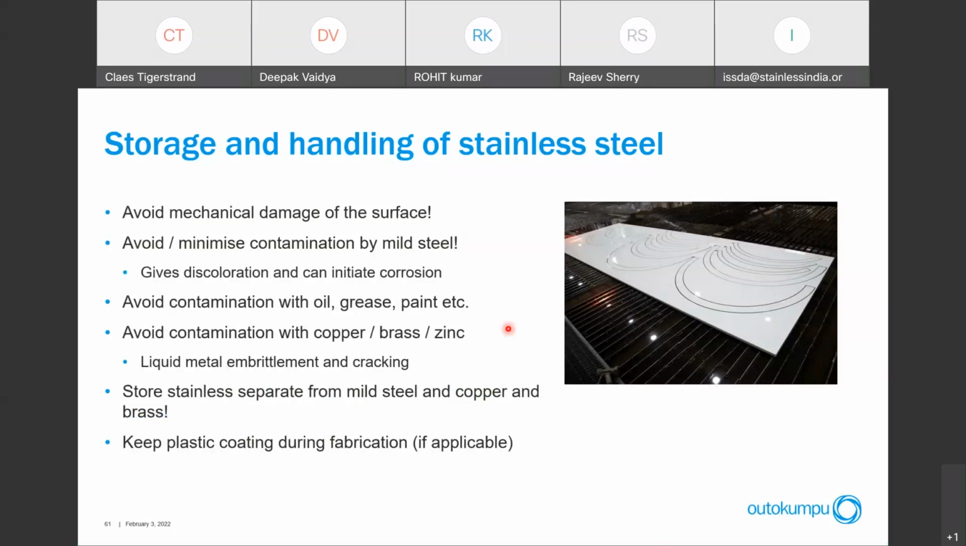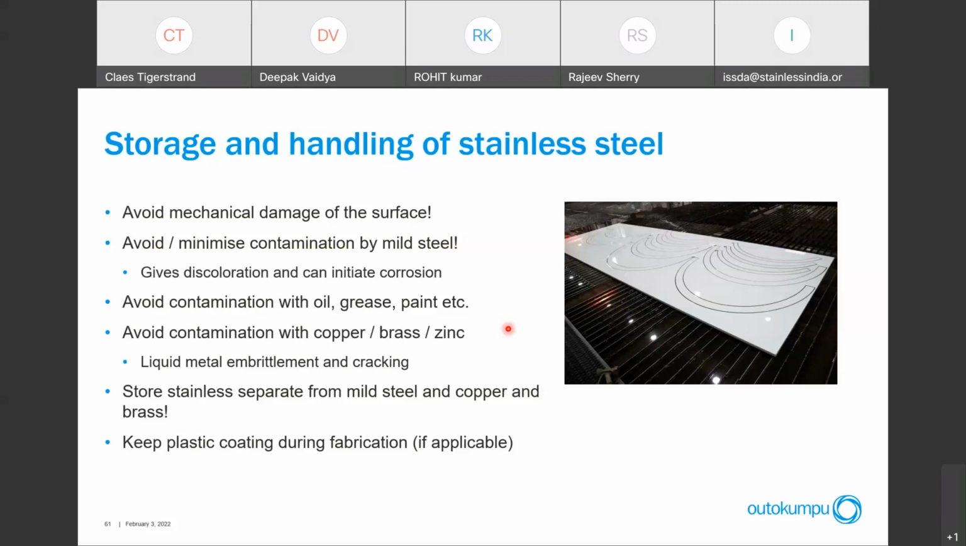Of course, also avoid contamination with oil, grease, and paint, because that can also affect the performance of the surface of the stainless steel, and also avoid contamination with copper, brass, and zinc, because that can cause liquid metal embrittlement and cracking of the steel.